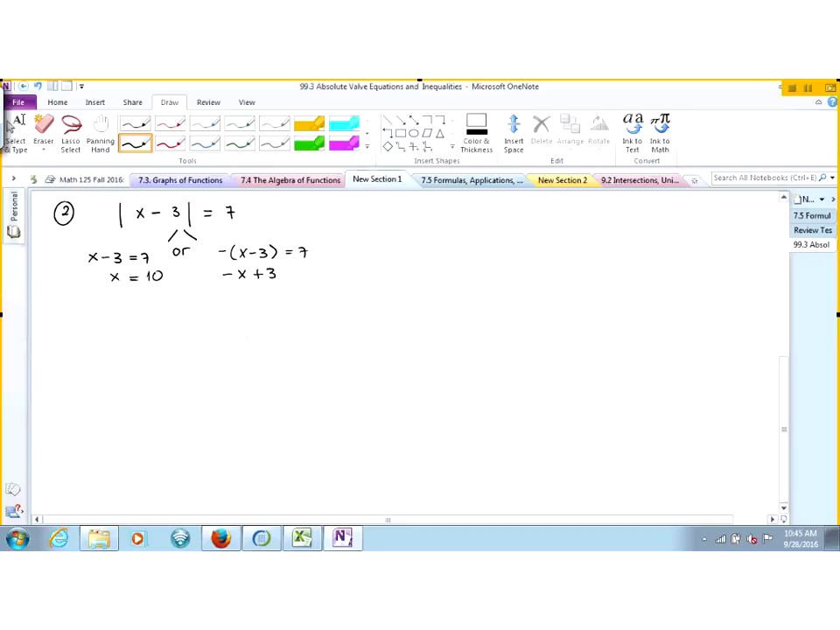How about here? Negative x plus 3 is equal to 7. So subtract 3 from both sides. What do we have? 4. Yes, negative x equals 4. x is equal to negative 4. So how many solutions? 2. 10 and negative 4. All right, 2 solutions. Is it easy? No, not easy? Okay.